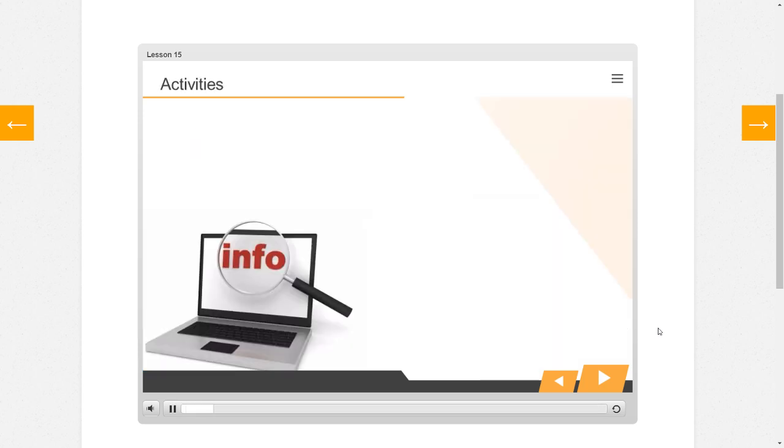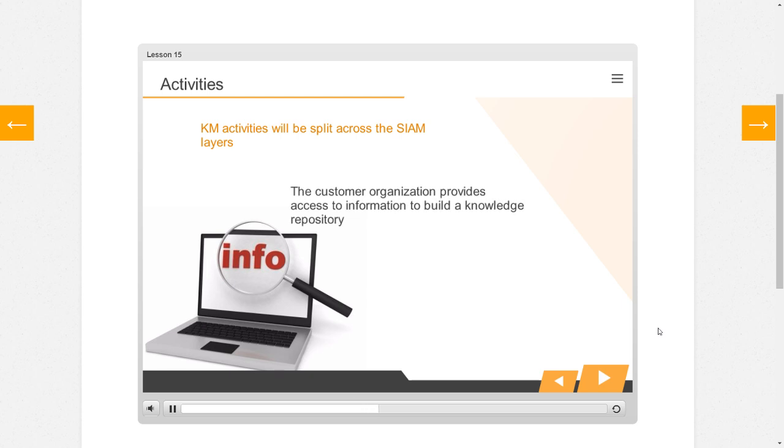There's no one perfect way to organize roles and responsibilities within a SIAM ecosystem, but we'll study an example of how the knowledge management activities would be split across the SIAM layers. Starting with the customer organization, for knowledge management to be effective, they need to make sure that the service integrator has access to any information it needs to start building a knowledge repository. This might include information about business processes, key stakeholders, and a business timetable, showing key business events.